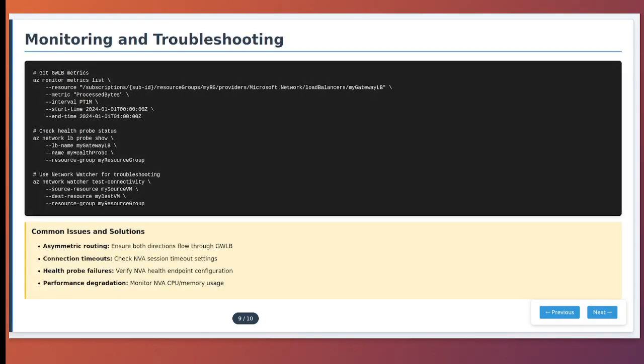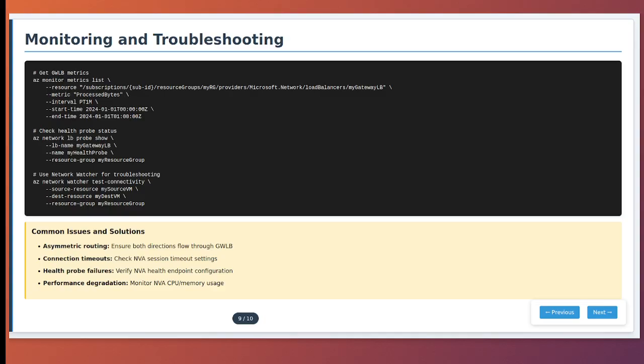Monitoring and troubleshooting. Effective monitoring and troubleshooting are essential for maintaining a healthy gateway load balancer deployment. Let me walk you through the key metrics to watch, common issues you might encounter, and the tools and techniques for resolving them quickly. Starting with monitoring, Azure provides several metrics specifically for Gateway Load Balancer. The processed bytes metric shows the total traffic volume flowing through your GWLB. This helps you understand usage patterns and plan capacity.